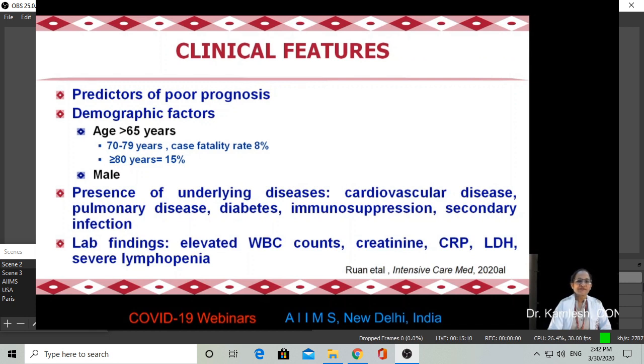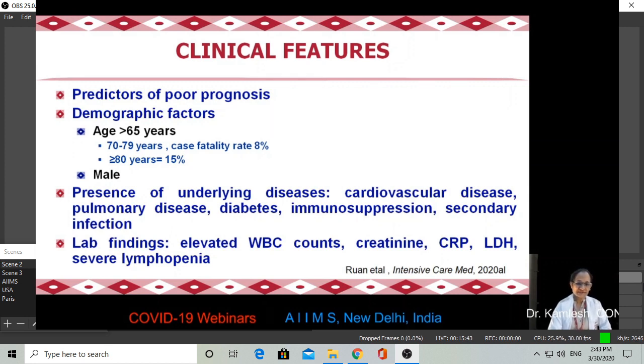What are the predictors of poor prognosis? The demographic factors, that is the age of the individual: the older the age, the poorer the prognosis. In individuals older than 80 years, 15% fatality can be seen. Male gender is particularly at risk of poor prognosis. The presence of underlying medical conditions, diabetes, immunosuppression, etc., are also prognostic of poor outcomes.